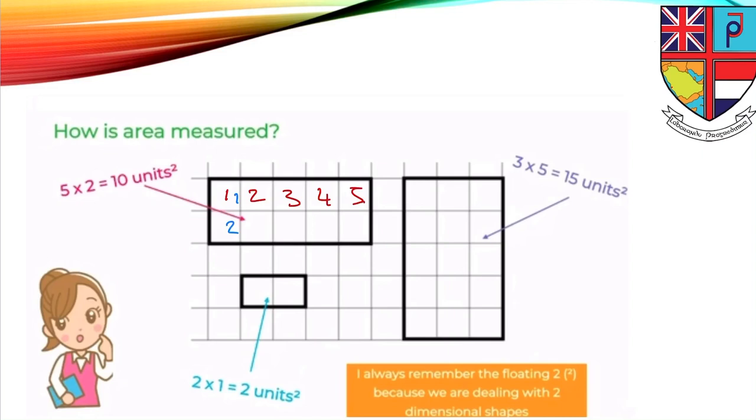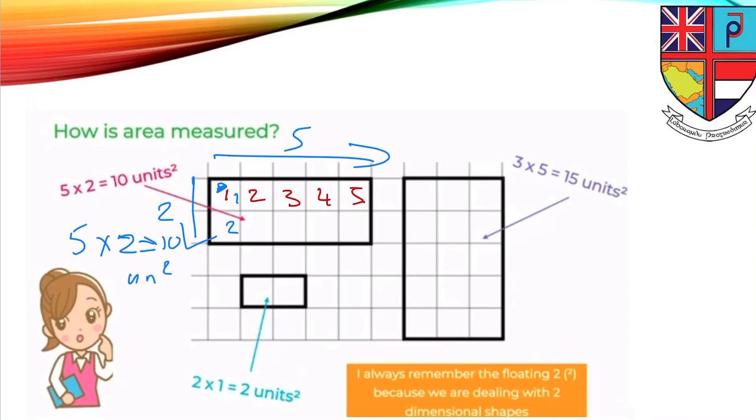Okay, so we'll count this square again, if you're unsure. So we've got 5 across and 2 down. 5 across and 2 down. And then 5 times 2 equals 10. 10 units squared. Don't forget our unit squared.